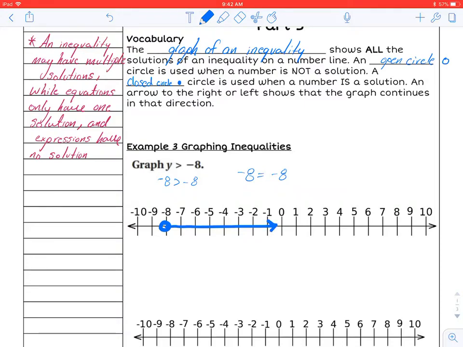And we can double check that by testing any of these other numbers, negative 5, negative 6, negative 7. If I were to plug in negative 4, let's say, is negative 4 greater than negative 8? Yeah, it's to the right on the number line, so it is greater. So that means that the way that I'm going to graph this inequality, y is greater than negative 8, is like this, having the open circle at negative 8, because negative 8 itself is not a solution. Remember, negative 8 is not greater than negative 8, it's equal to it. So we use an open circle, and then all the numbers to the right of negative 8 are solutions, so that's why our arrow goes that way.